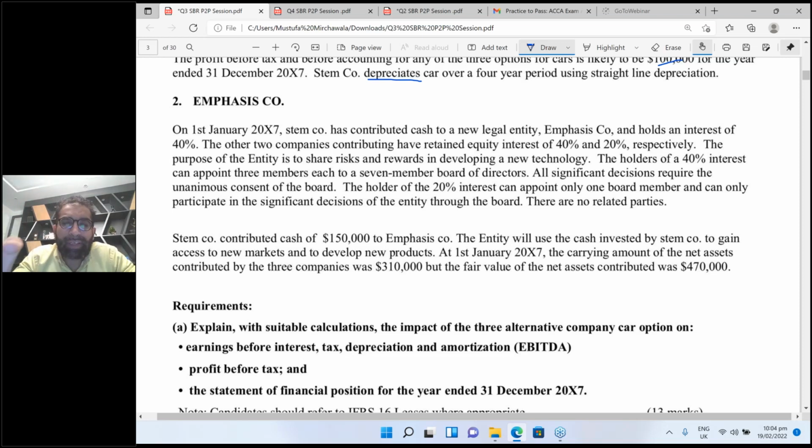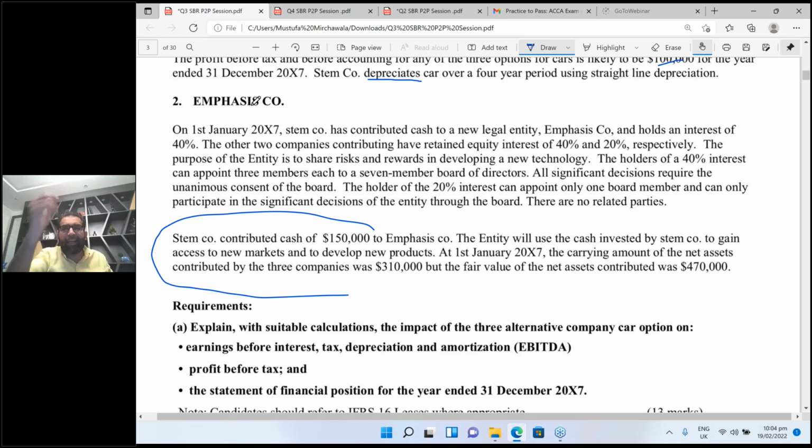One is about whether this is a joint venture or not, and the second thing is some new thing here. I'll explain, don't worry. On 1st January X7, STEM company has contributed cash in a new, separate legal entity, that is Emphasis Company. Emphasis Company holds an interest of 40%. That means STEM company owns 40%.